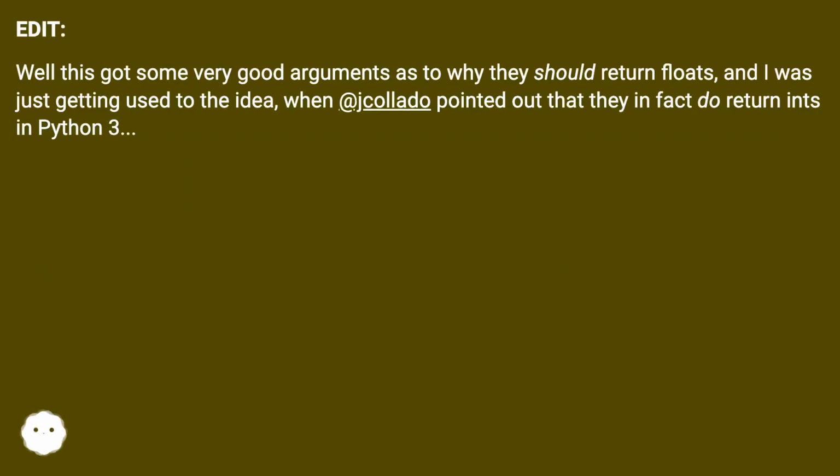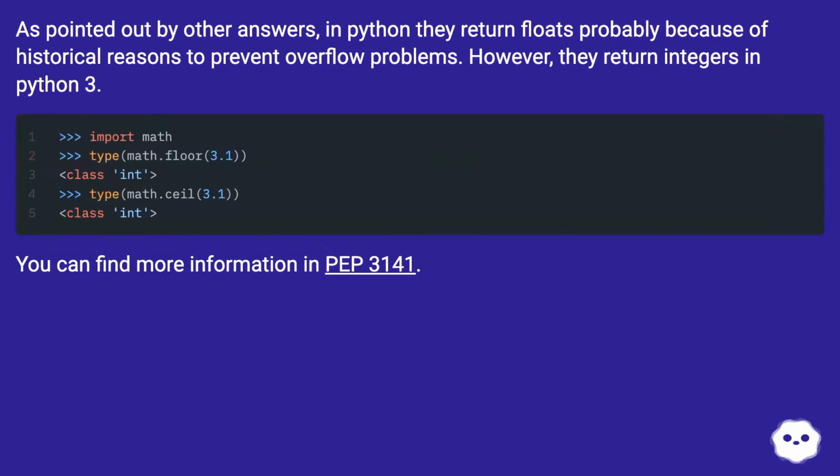Edit: Well, this got some very good arguments as to why they should return floats, and I was just getting used to the idea when Kaleido pointed out that they in fact do return ints in Python 3. As pointed out by other answers, in Python 2 they return floats probably for historical reasons, to prevent overflow problems. However, they return integers in Python 3. You can find more information in PEP 3141.